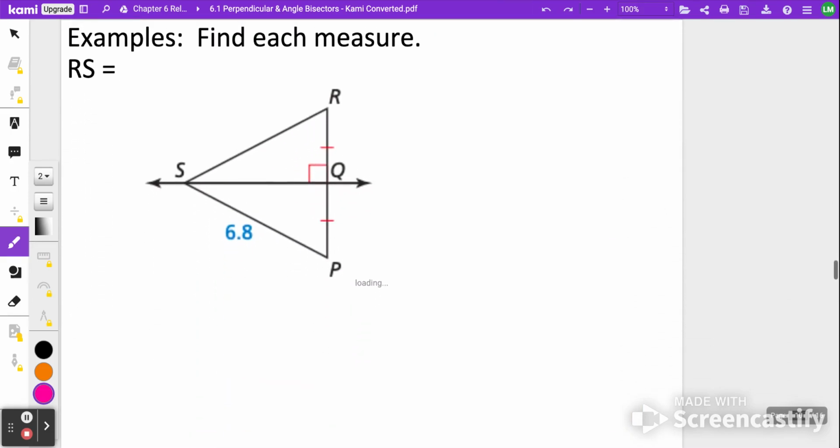So what we're going to do here is we're going to find a few example measurements. Starting off here, we want to know what is RS. RS is here, and it looks like my perpendicular bisector has been shown. I have RQ is equal to QP, so that means 6.8 is also going to be RS.